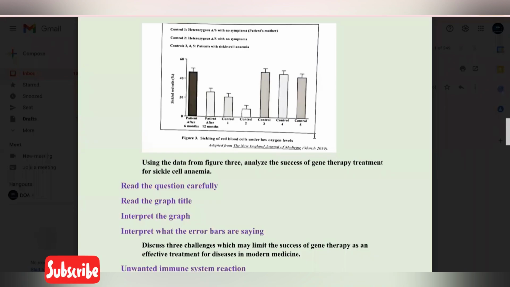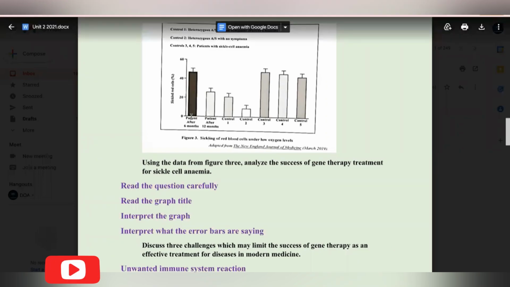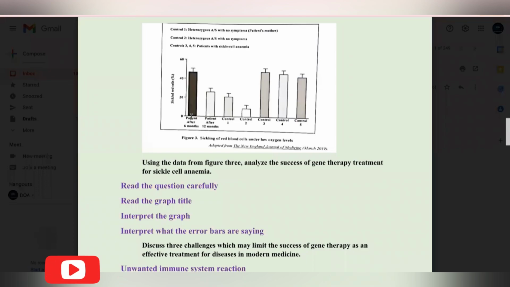And the corresponding question says, analyze the success of gene therapy's treatment for sickle cell anemia. What I would do is I would discuss the success of the patient after 6 months versus the patient after 12 months. This could indicate that gene therapy was more favorable over longer periods of time.